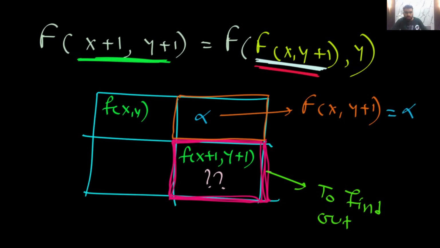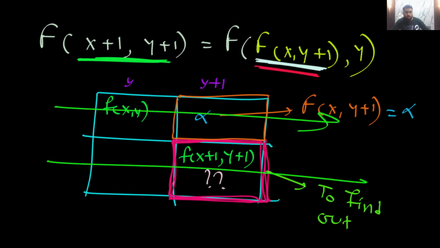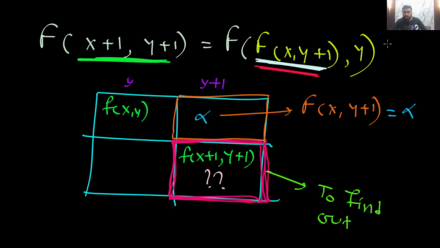Now finally, what you need to find out? You need to find out f(alpha, y). Yes or no? Now you have to find out f(alpha, y). This is the column of y, this is the column of y plus 1, this is the row of x, and this is the row of x plus 1. Basically, now your task is what is f(alpha, y).